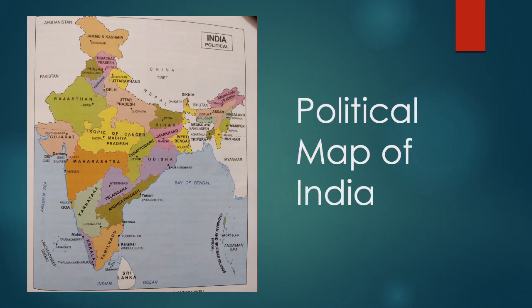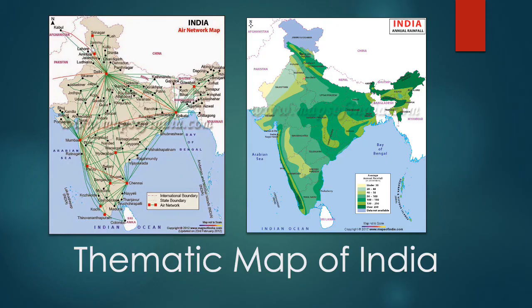Now you see here, this is the political map of India, and here the states are shown, the boundaries are shown, and all the states are in different colors. And here you can see thematic maps of India. I have put two maps for you. The first one is showing the air network map, and the second one is annual rainfall.